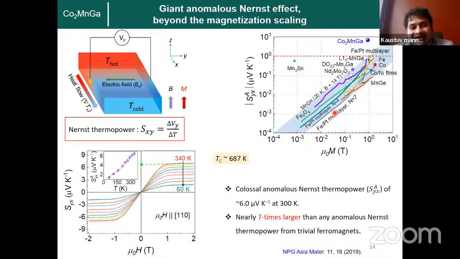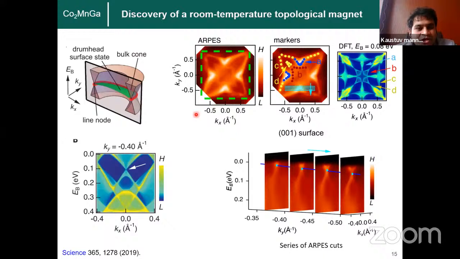For that we take the help of ARPES measurements. This is the schematic diagram where we show that there are two bands which are crossing, and this band crossing is protected by the mirror symmetry. So we have this nodal line, which also gives rise to a surface state, because if it is a Weyl line, then you should have a surface state also, which is called the drumhead surface state. Okay, so this is the Fermi surface which we measure, which shows that there are a lot of complex features. And when we compare with our theoretical calculation, we see that all the features are exactly reproduced.